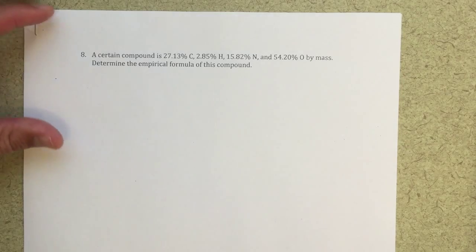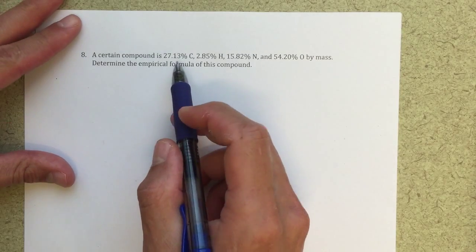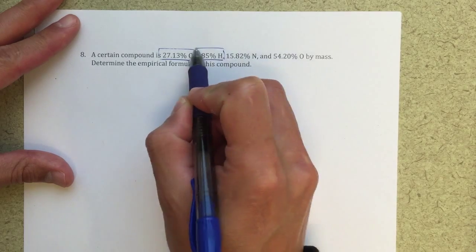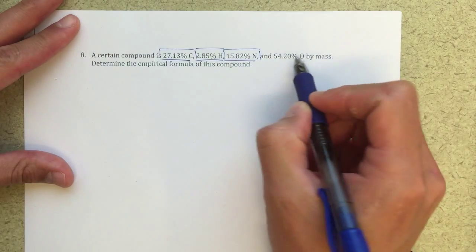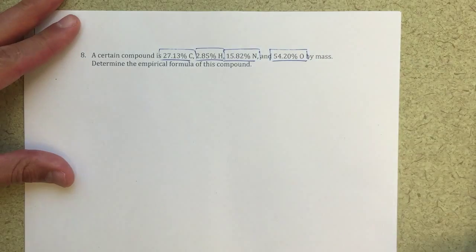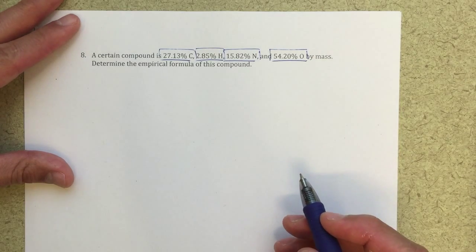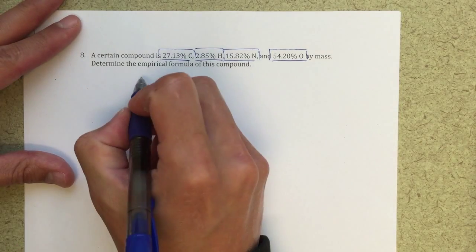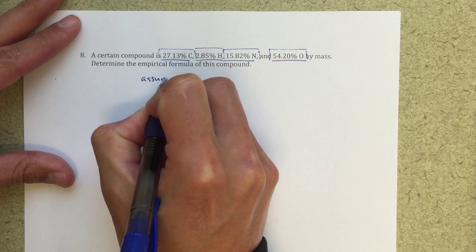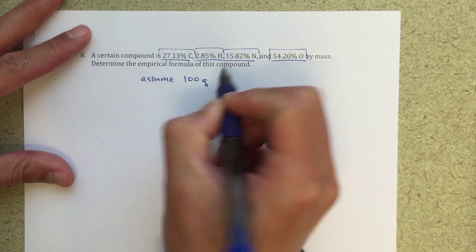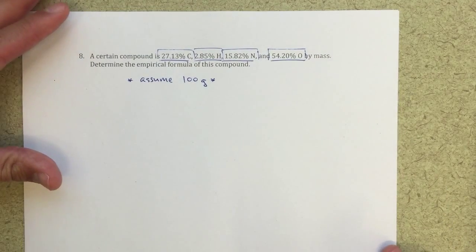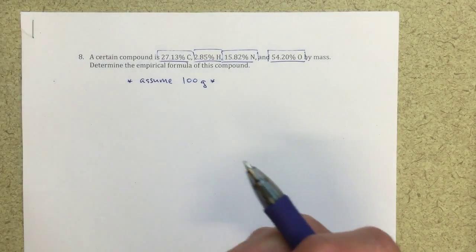So to get started, the information that we're given here: 27.13% carbon, 2.85% hydrogen, 15.82% nitrogen, and 54.20% oxygen by mass. In this type of problem, like I said before, the trick, or the easiest way to solve this, is to assume 100 grams. This little assumption is really key to solving a problem like this quickly and easily.